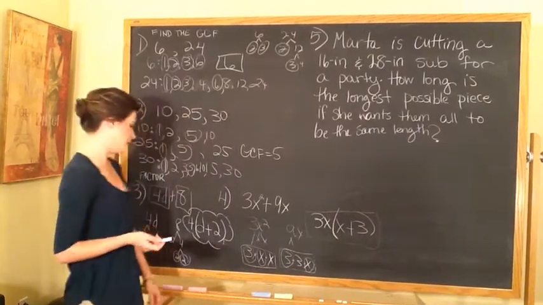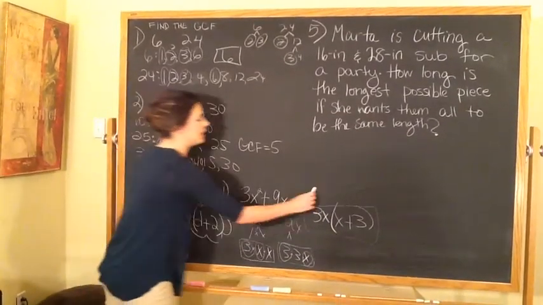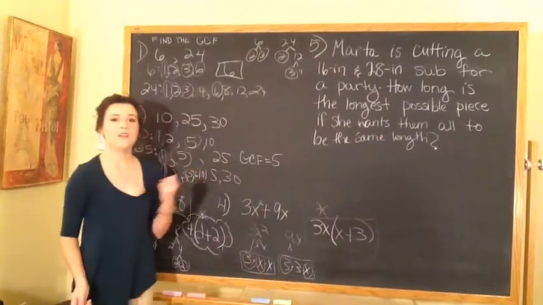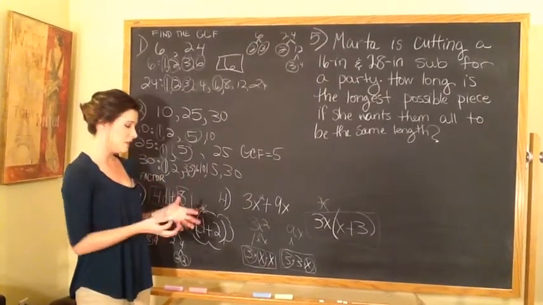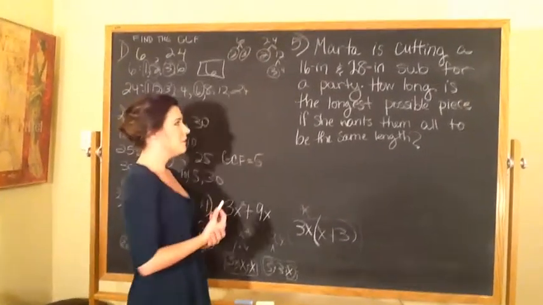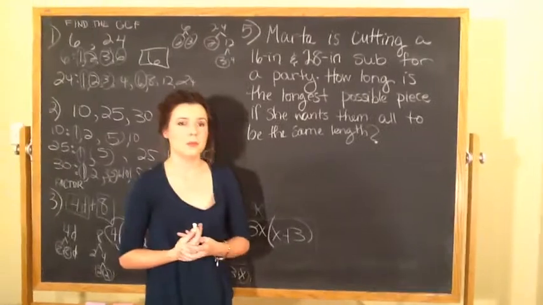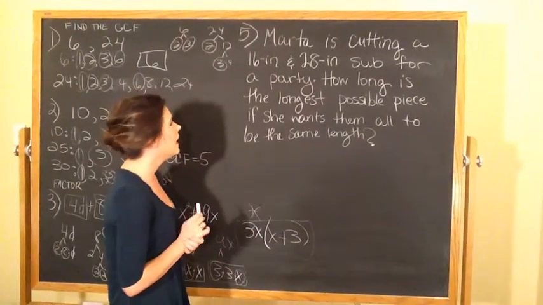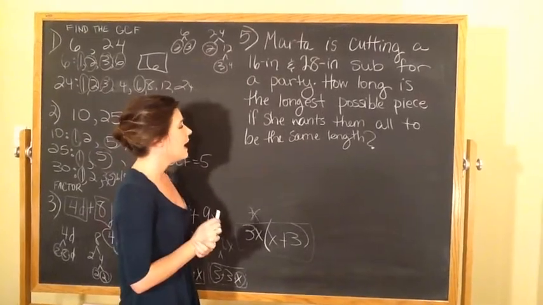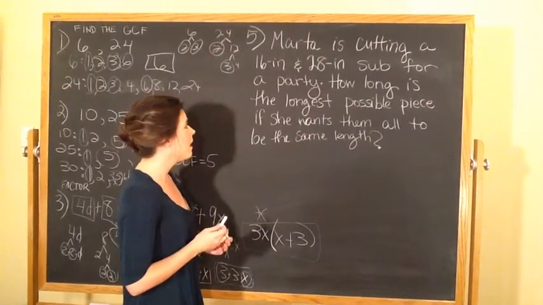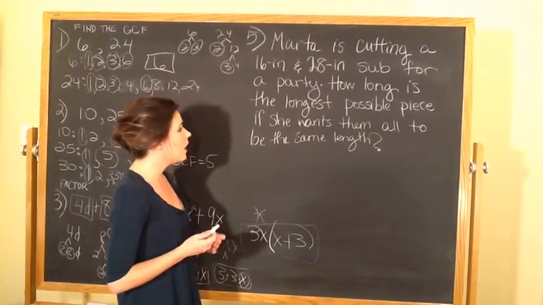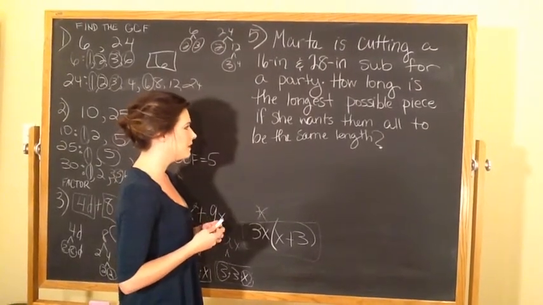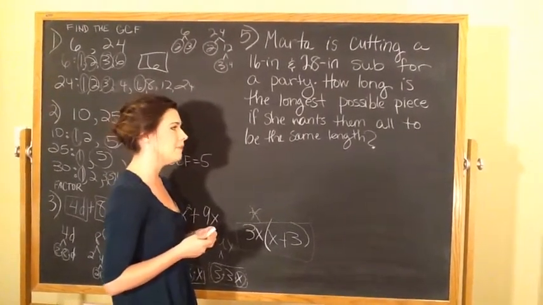That is our answer, for pulling out the greatest common factor of these terms. Now let's go ahead and read a word problem. What would this kind of look like in life? It says Marta is cutting a 16-inch and a 28-inch sub for a party. How long is the longest possible piece if she wants them all to be the same length?